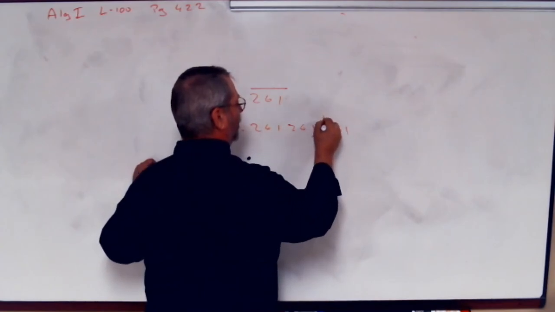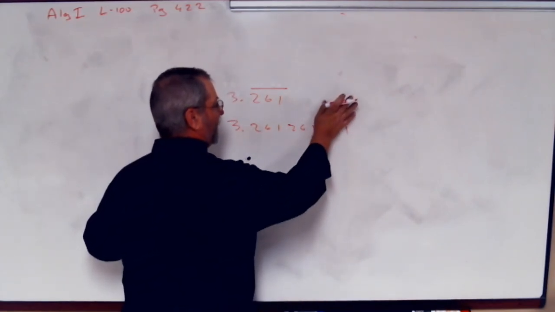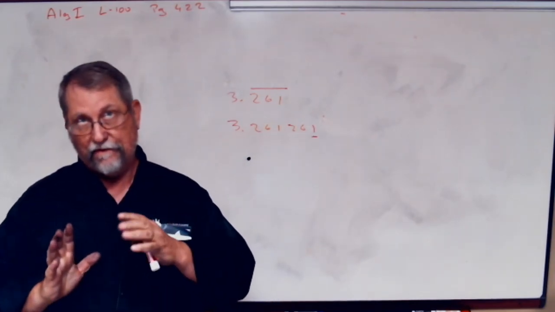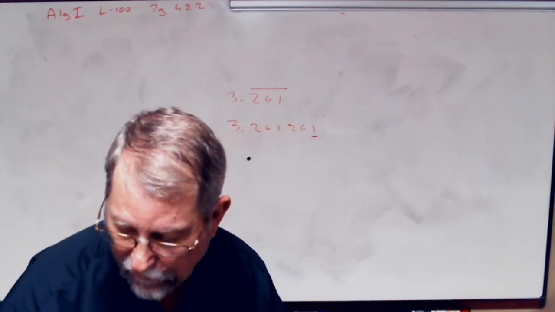That's what I'm working on. That's what I'm working with. There's my number. Okay? Just read it. Make sure you know what the place value is.